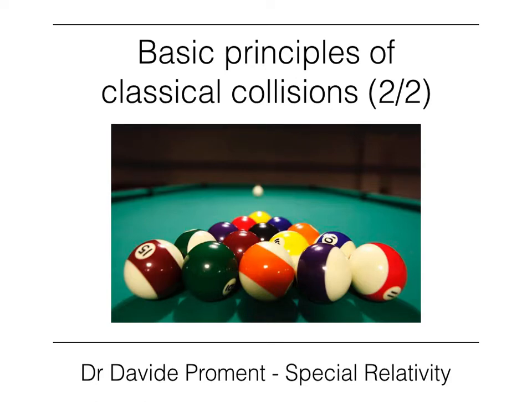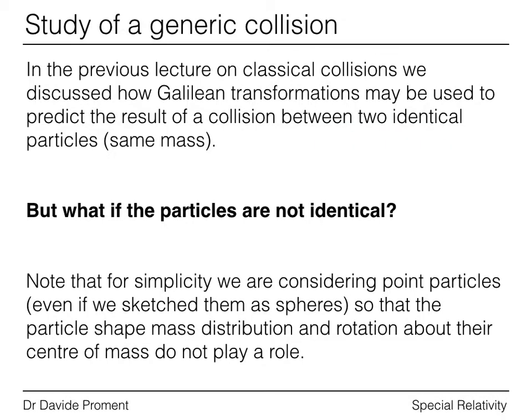In this fifth lecture of special relativity, we studied the problem of classical collisions, making use of the conservation of linear momentum and conservation of, or variation of kinetic energy. The previous lecture on collision explained how to predict the results of a collision between two identical particles. Here, we will consider the general case of collision between point-like particles that might have different masses.